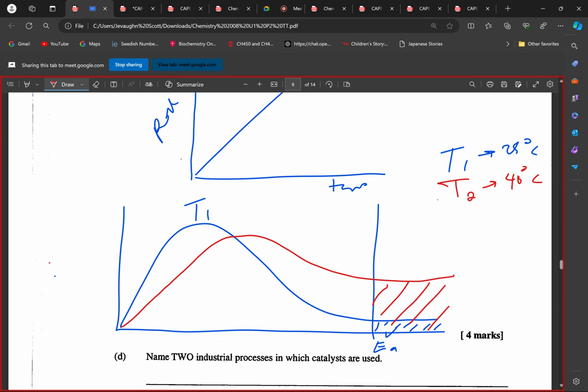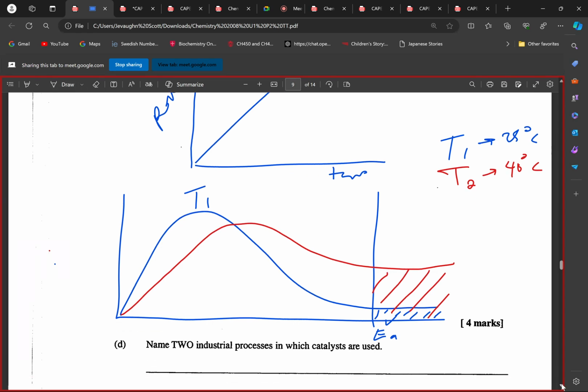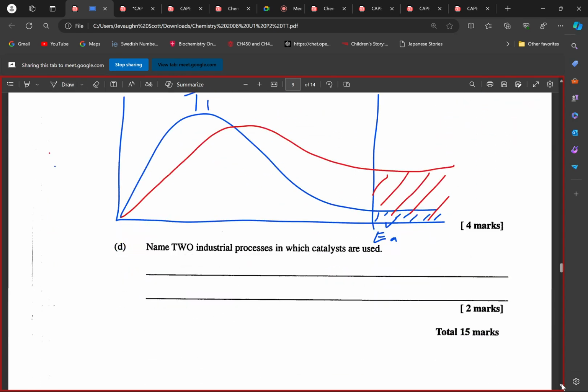Are there any questions? No, sir. All right. Name 2 industrial processes in which catalysts are used. Any 2? Two industrial processes where catalysts are used. Catalytic cracking. Okay, so you have catalytic cracking. Lovely. What else? Give us another one.